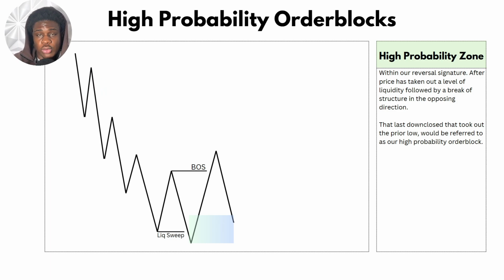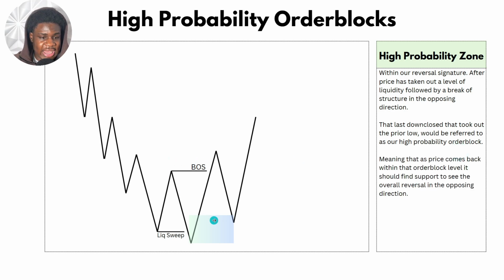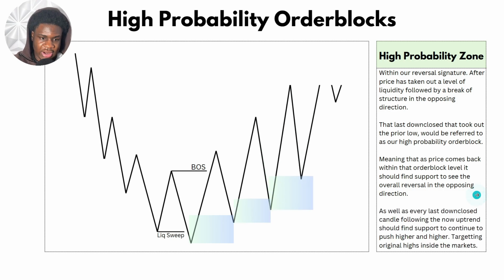A high probability order block is identified by what the current trend is, right? As the trend was going lower and price was respecting these previous highs, these last up close candles were our bearish order block. The moment we see a reversal and price is starting to respect these previous lows, those last down close candles then become our bullish order block. Price comes back within that order block level, sees it as a level of support to then go in the opposing direction. Just like I mentioned before, an order block is simply identifying what the current trend is.